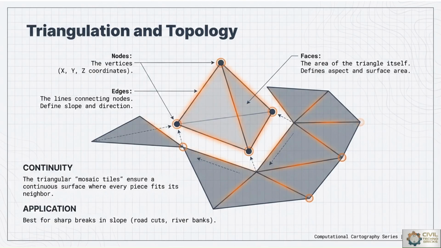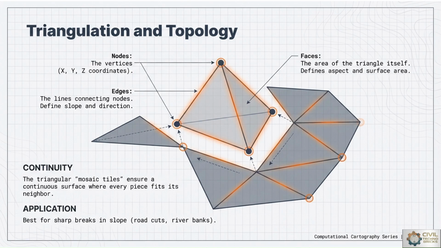Triangulation and topology concept, which is creating a DEM where nodes are there. The nodes are nothing but the vertices which have the x, y, z coordinates. Two nodes are connected by edges, that are the lines connecting the nodes which define the slope and direction. Faces are the actual area enclosed between the nodes and edges, that is the area of the triangle itself, which defines aspect and surface area.